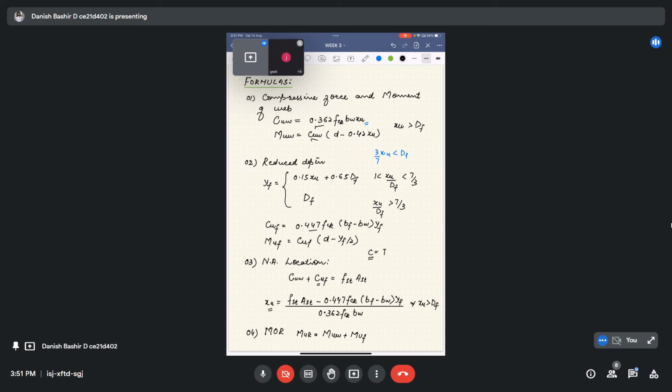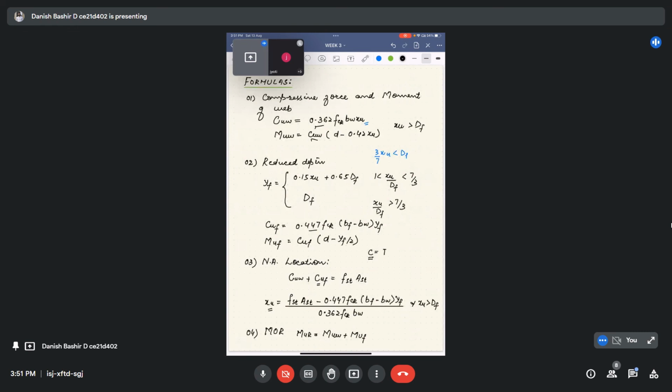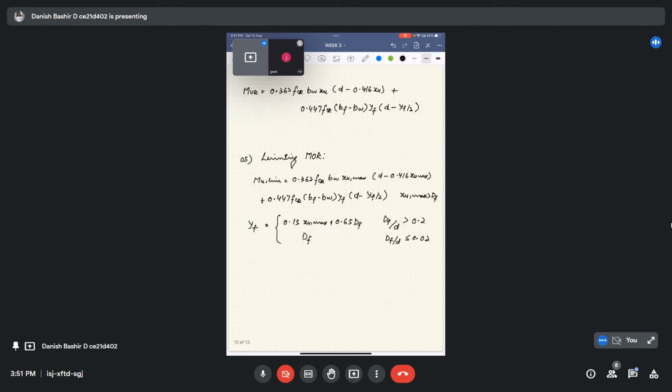You can get the XU as this. This is valid for XU greater than DF. Moment of resistance will be now contributed from both the web portion as well as the flange portion. For the web portion, we have to write it for the rectangular section, and for the flange portion, we have to write it for the reduced depth YF. We can write 0.362 FCK BW XU (D minus 0.416 XU), same as the rectangular section.